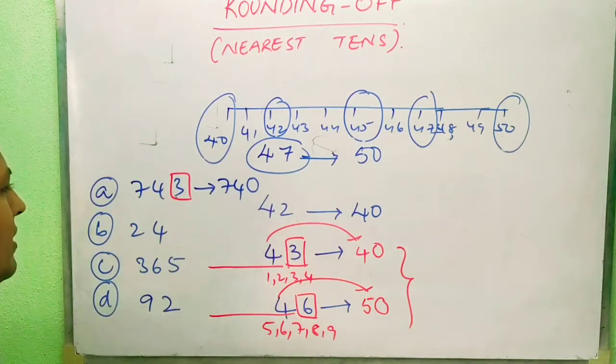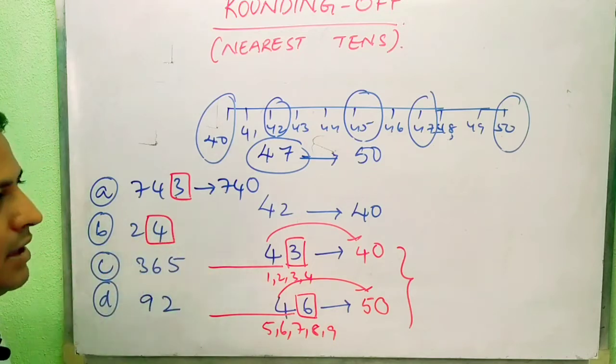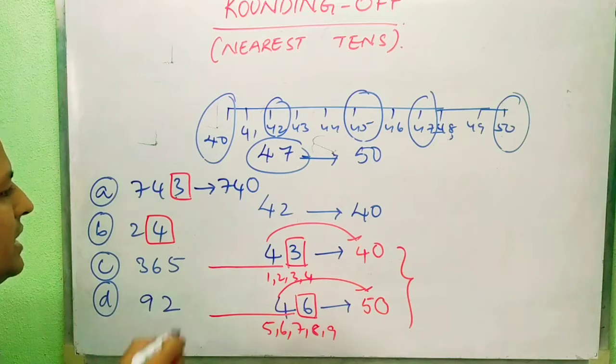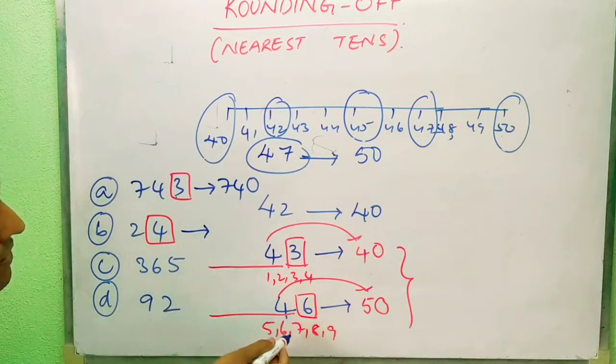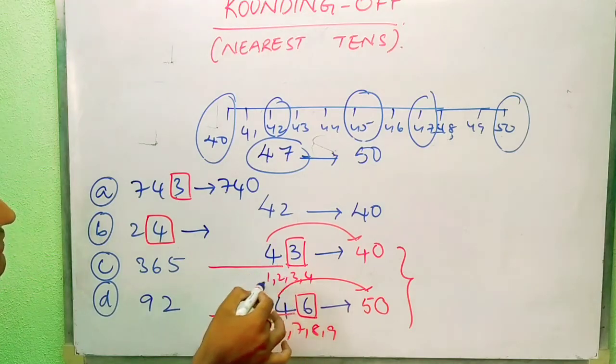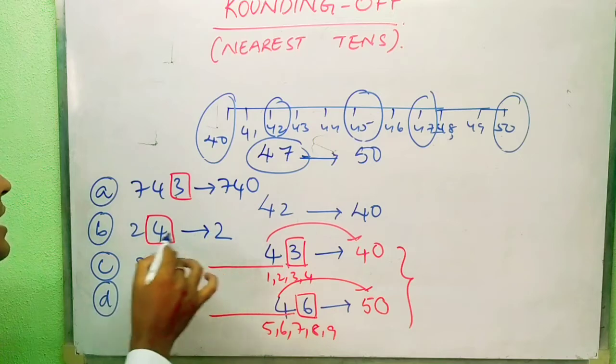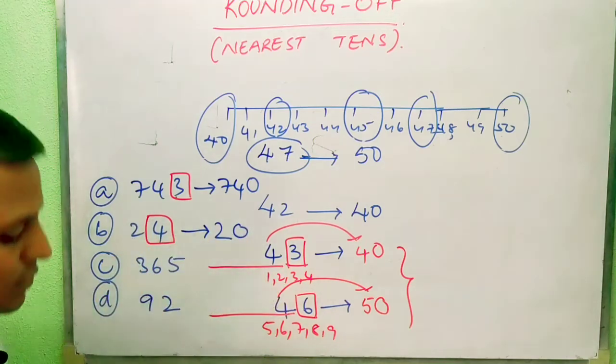Now the second one, when 224 has to be rounded off to the nearest 10, the digit in the ones place is 4. Is it less than 5 or more than 5? It is less than 5. So again the same rule: the same number will be there, and in the ones place we place 0.